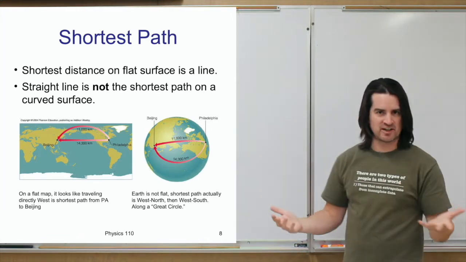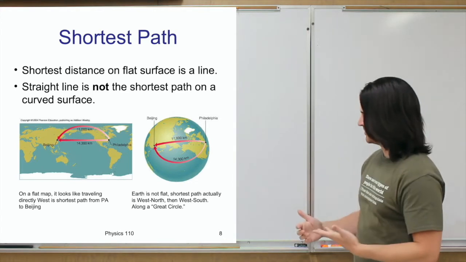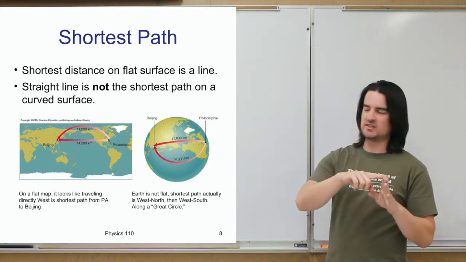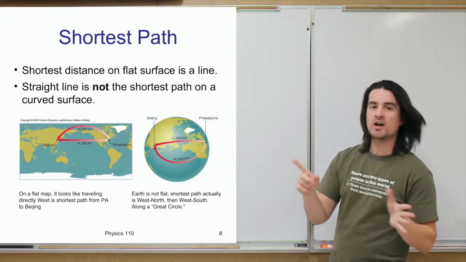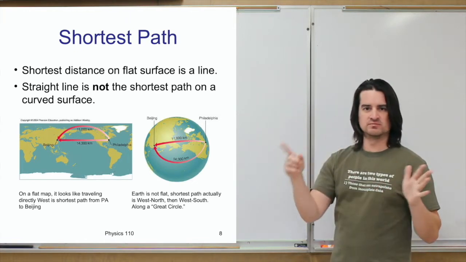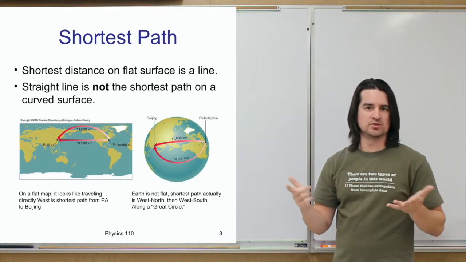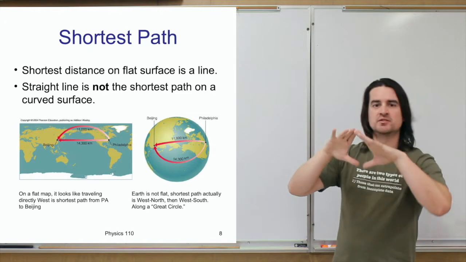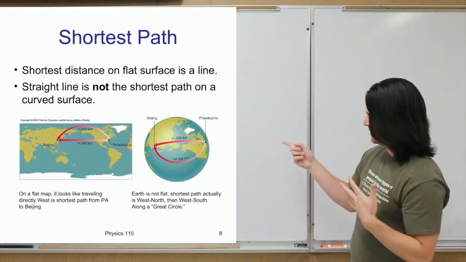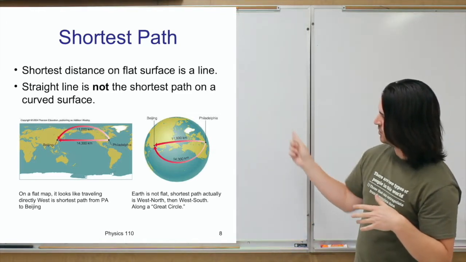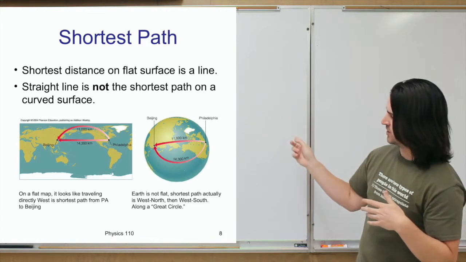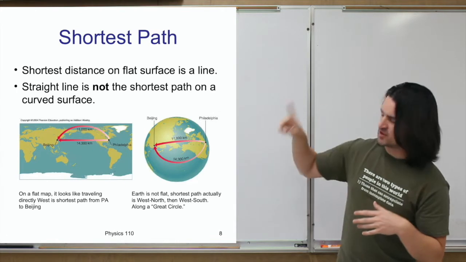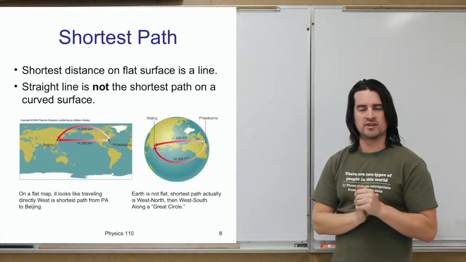The Earth is not a flat surface, it is spherical, and so the shortest distance between those two points, if you draw it on that flat surface, doesn't look right, it looks weird. But if you look at it on the spherical surface that it is, it actually makes a lot more sense why you would go in this arc over near the North Pole instead of trying to go around closer to the equator.